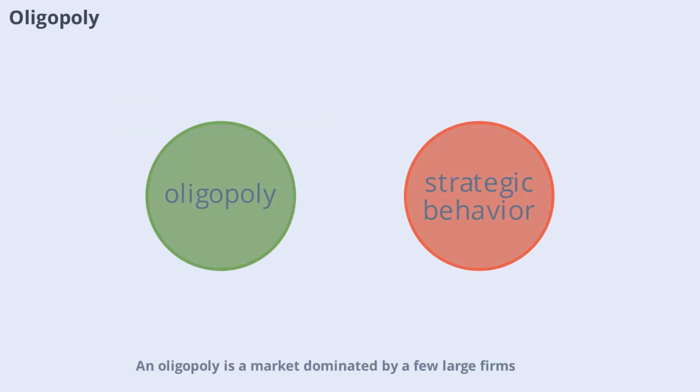An oligopoly is a market dominated by a few large firms. These firms may compete or cooperate, influencing prices and output. Oligopolies often lead to strategic behavior such as price wars or collusion, making the market less predictable.